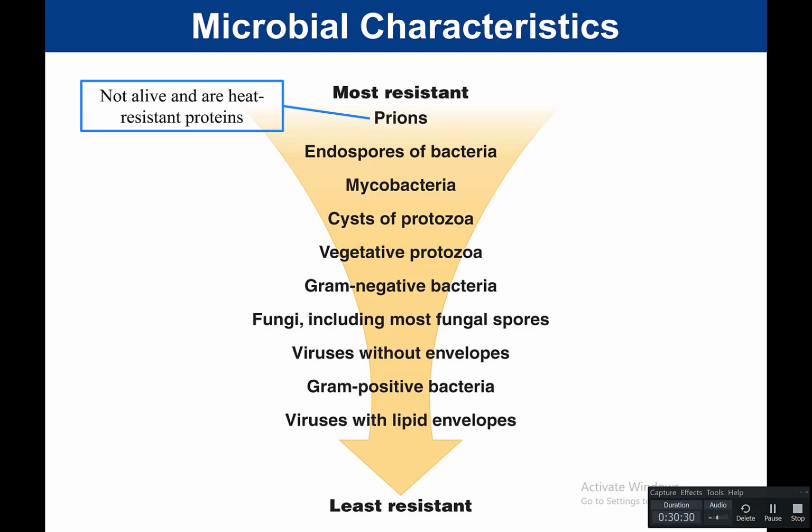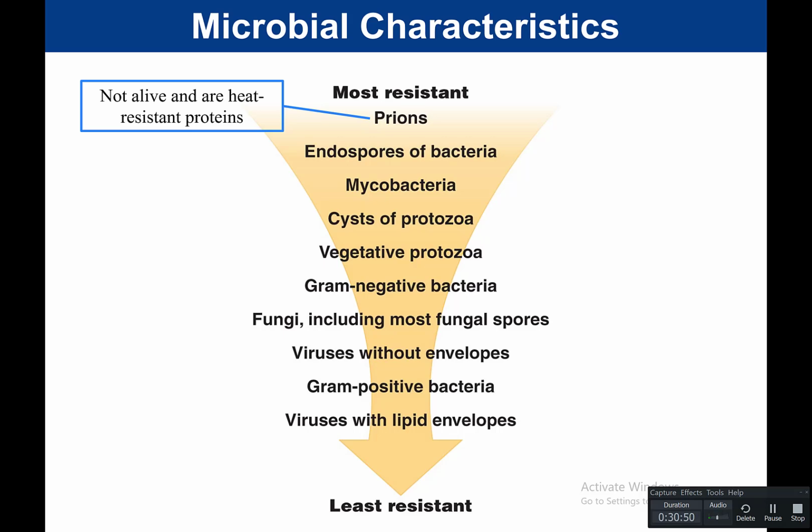You may remember quite a while ago, there was an outbreak of mad cow disease at Jack in the Box. The meat that they were getting and the hamburgers that they were getting were infected with these prions, and patients were getting very, very sick. Prions are very, very resistant.